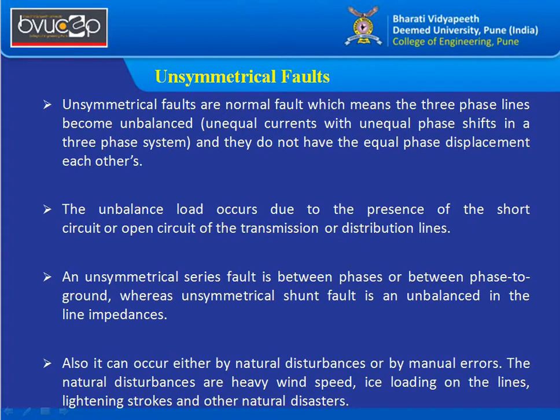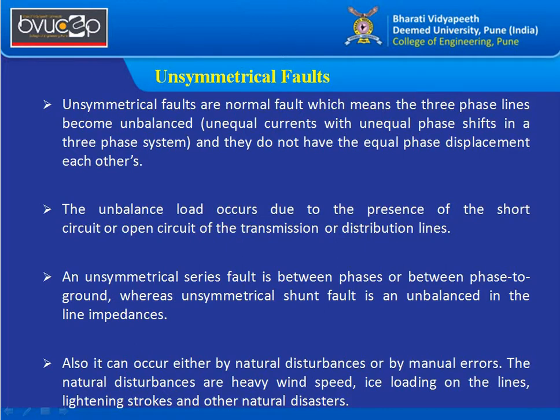As I've mentioned, most of the faults occur on the transmission and distribution network itself, so they contribute to the unsymmetrical fault. Unsymmetrical faults can be series or shunt faults. A series fault is between phases or between phase to ground, and the unsymmetrical shunt fault is unbalanced in the line impedance. So it can be divided into two, series and shunt. It can occur by natural disturbances or by manual errors.